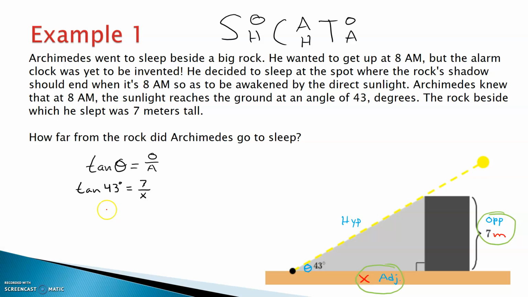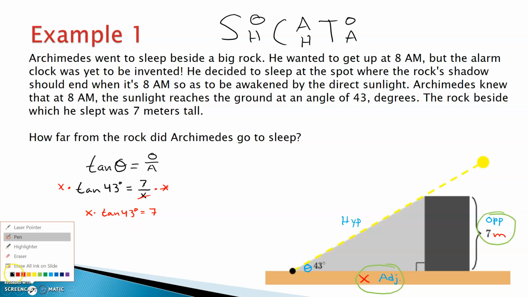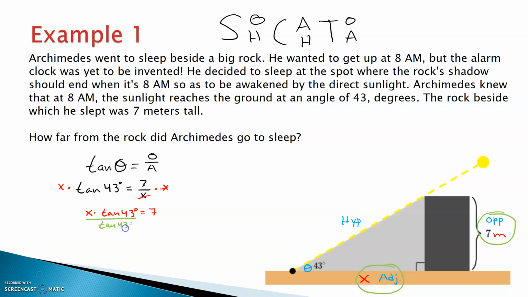Now, my whole purpose here is to solve for x. So let's multiply both sides. Whatever I do to one side, I do to the other. So times x cancels. I bring down x times tangent of 43 degrees is equal to 7. Now I still have that tangent of 43 with my x. So how do I get rid of that? We're going to divide both sides by tangent 43 degrees, and this side also by tangent 43 degrees.